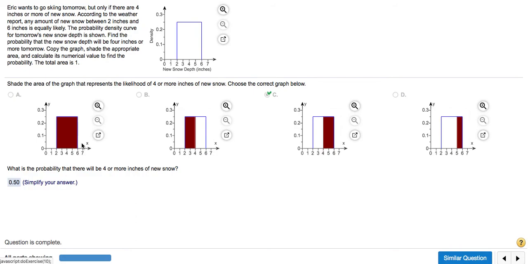So that's everything for this problem. And the idea behind it is, if you have a probability density curve, the total area under the curve is going to be 1 because that's 100% of the data. But if you look at just a certain portion of it, like here we looked at half of the data, well, that corresponded to a probability of 50%.